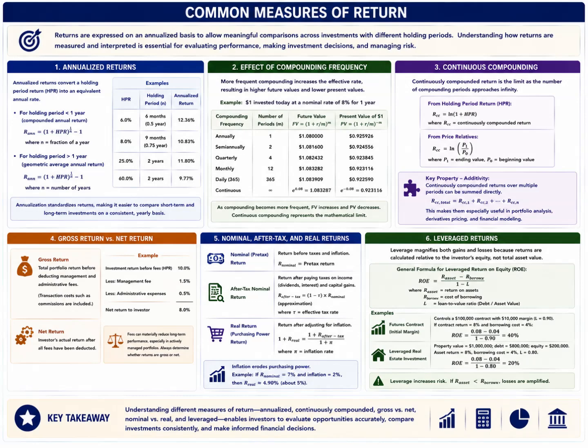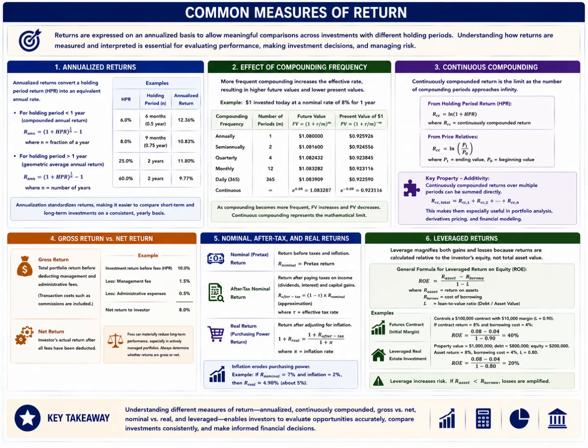One particularly important property is additivity. Continuously compounded returns over multiple periods can be summed directly, making them especially useful in portfolio analysis, derivative pricing, and advanced financial modeling applications. The topic then distinguishes between gross return and net return.